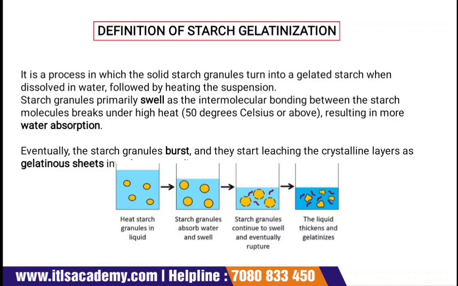Sometimes the temperature exceeds 50 degrees Celsius, and after exceeding 50 degrees Celsius, it results in more water absorption. When it reaches 50 degrees Celsius or above, the starch granules eventually burst and start leaching. It forms a crystalline layer, meaning you can say a gel, as in gelatinization, it forms sheets.